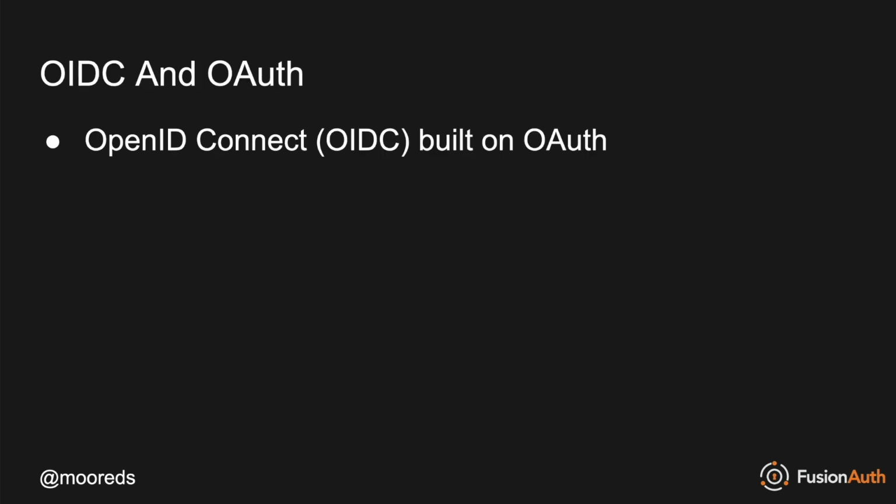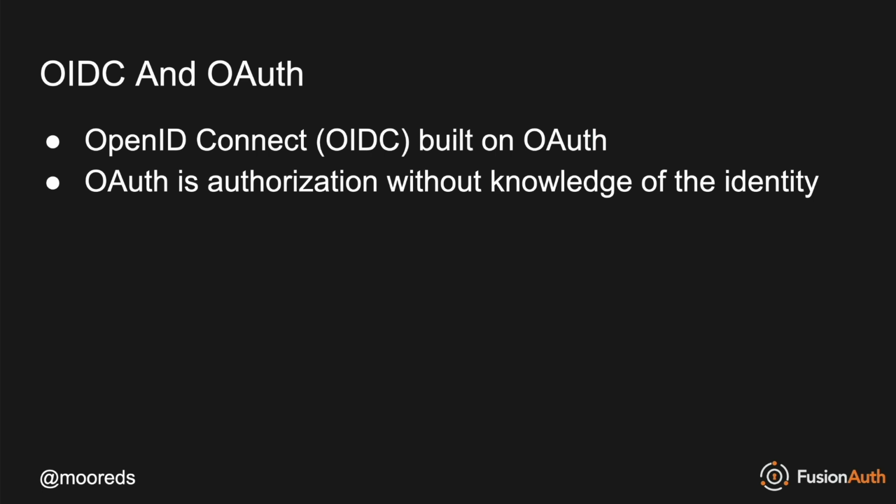To kind of expand on OIDC and OAuth and what they are, OpenID Connect, which is what OIDC stands for, is an authentication layer built on top of OAuth. OAuth stands for Open Authorization, and OAuth is really authorization without the knowledge of the identity. So an example of that is a car key. A car key gives you access to the resource of being able to turn on a car and drive it away, but the key doesn't have any idea who you are. So if I have the key, I can get in my car.